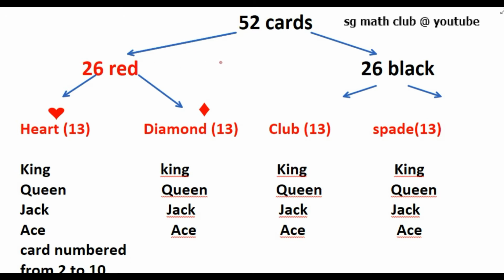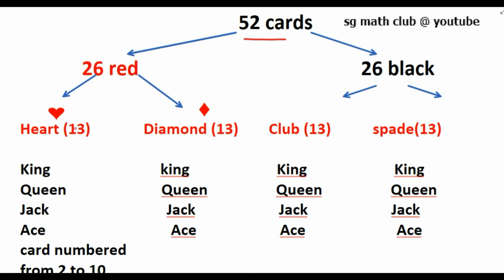Now you have got an idea. So total in a well shuffled pack of cards, we have 52 cards. Total we have 52 cards in a pack. Out of that, 26 are red and 26 are black. And red cards, just now we have seen heart and diamond are red in color, and club and spade are black in color.